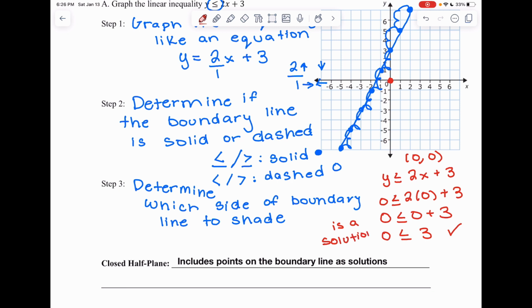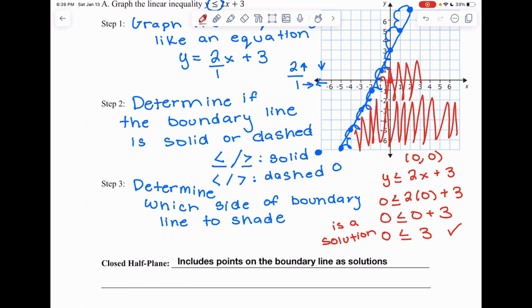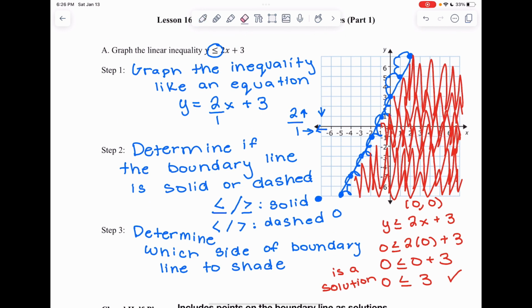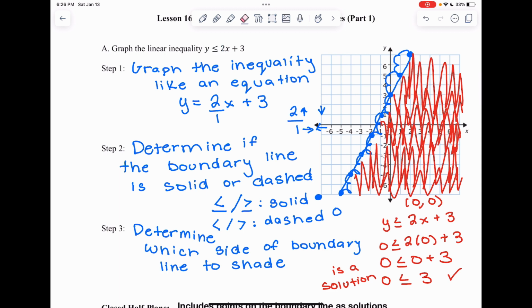to the inequality. And since 0, 0 is a solution, it has to be on the side that I shade, because my shading indicates where the solutions are. We can also see that our inequality reads that y has to be less than or equal to, and I know that my y values are smaller underneath the line. And so if it says y is less than, that tells me that my shading will go below the line.